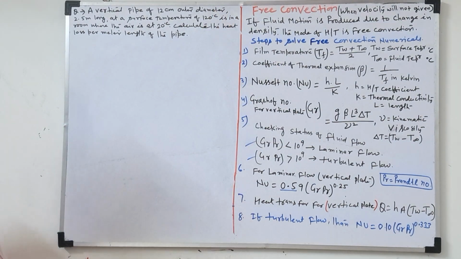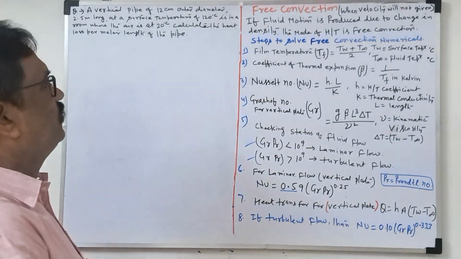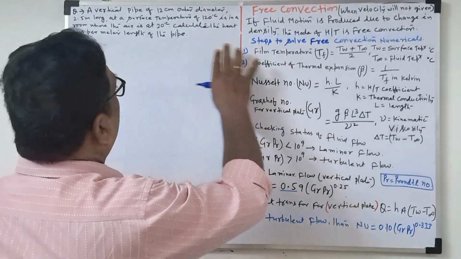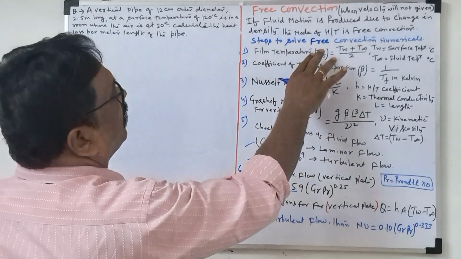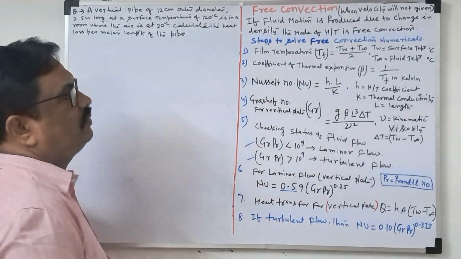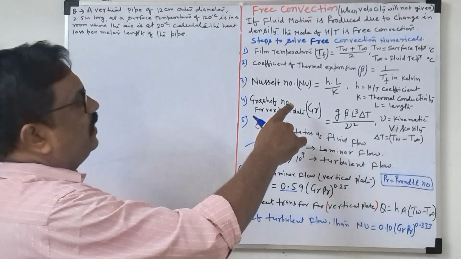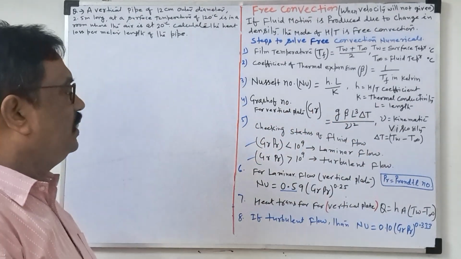So now, how to solve? These are the steps I already wrote, and I have discussed them in many videos. First, we see whether velocity is given or not. If it is a free convection problem, then we find the film temperature, then the coefficient of thermal expansion, then the Grashof number. All these formulas are in the HMT data book.